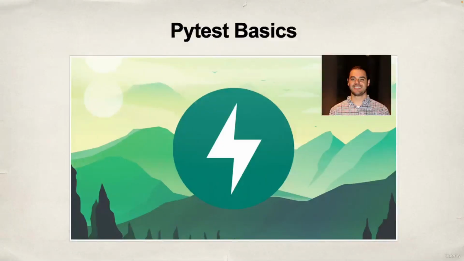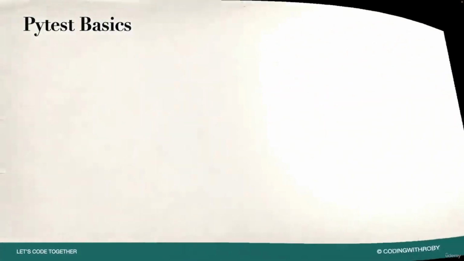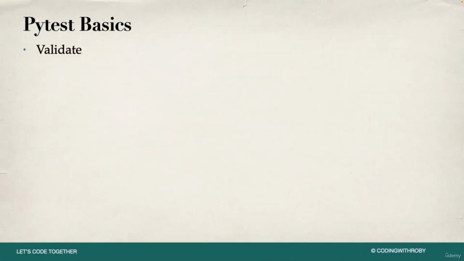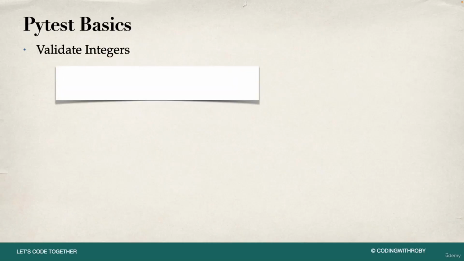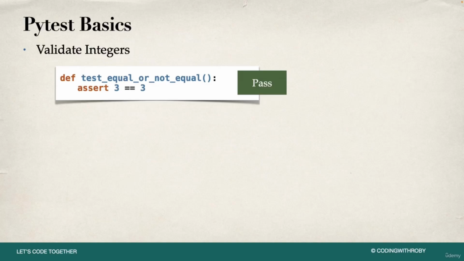All right, so let's go over some of the pytest basics. So we've already went over a little bit of assertions, but let's dive in just a little bit more. So pytest basics, we can validate integers by what we just did. So we can say def test_equal_or_not_equal, assert 3 is equal to 3. We are validating integers of does 3 equal 3, which is a pass.